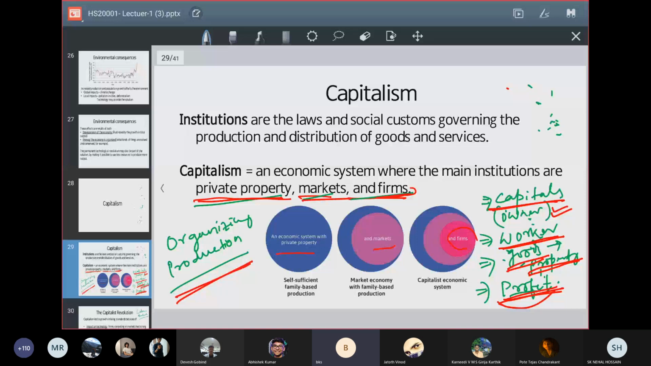So these are the key institutions of capitalism. However, before capitalism emerges in the 18th century, we have also other key economic institutions. Particularly, there are two key institutions that already existed, like your private property as well as your markets. However, the firm makes capitalism more dynamic, and when you have a dynamic capitalism, then we will see that the economy grows at a very high speed.